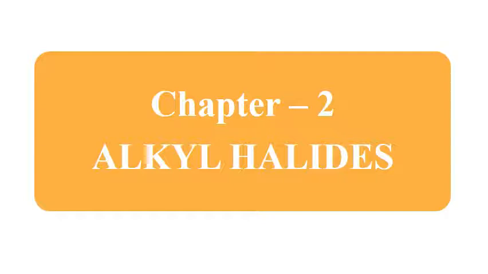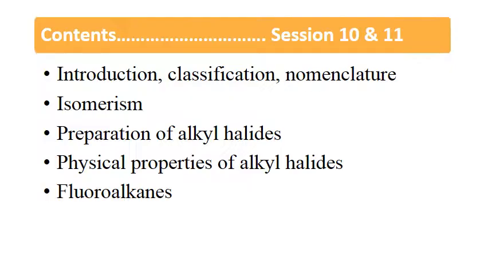So in this session we are going to discuss the contents of this chapter. One is the introduction, classification, and nomenclature of alkyl halides. Then isomerism in alkyl halides. Preparation of alkyl halides, where various methods are available. Physical and chemical properties of alkyl halides, and the last one is the fluoroalkenes.